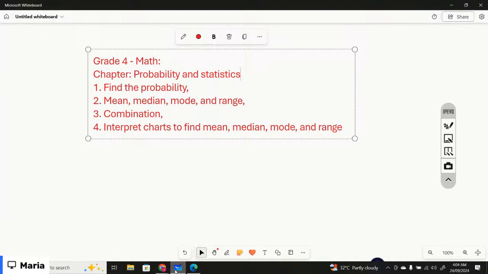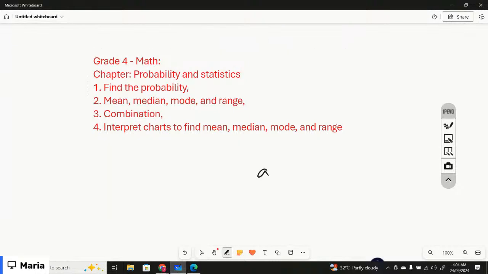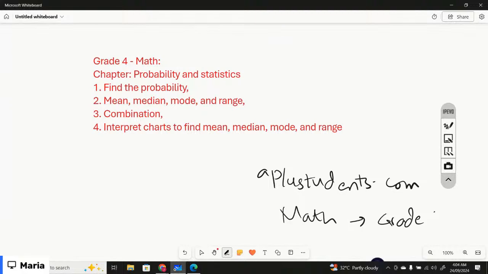We are here for grade 4 math. You can find all the lessons on aplusstudents.com. You have to log in there using your email address and the password provided by the administrator. Then select math from the subject tab, scroll down to grade 4 math, and click on view all lessons. There you can find a list of the chapters.